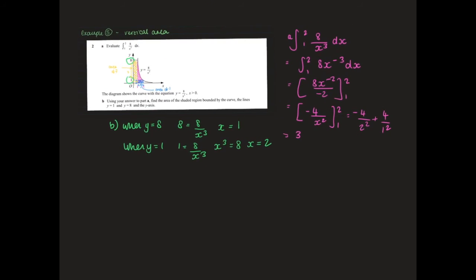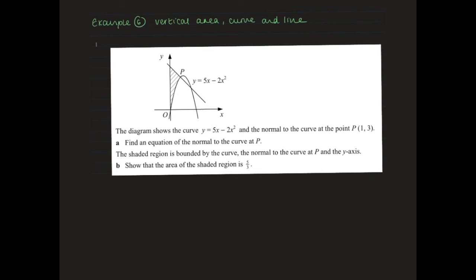So what that means is I know that the shaded area is my integral, take away 1 plus 7, which is 3 minus 1 plus 7, which is 9. I'm going to put units squared because I know it's an area.